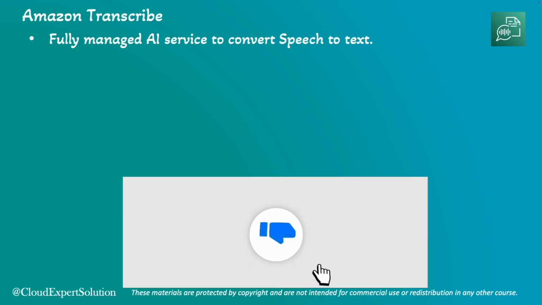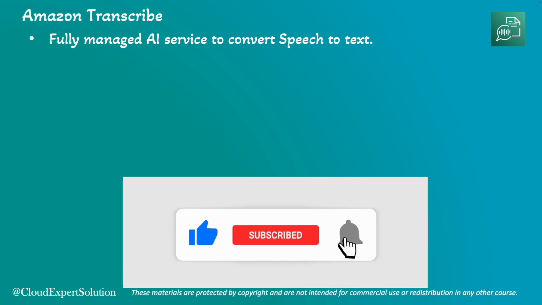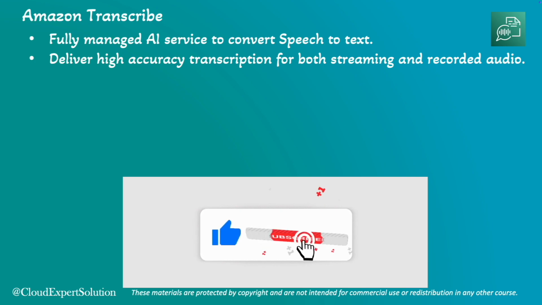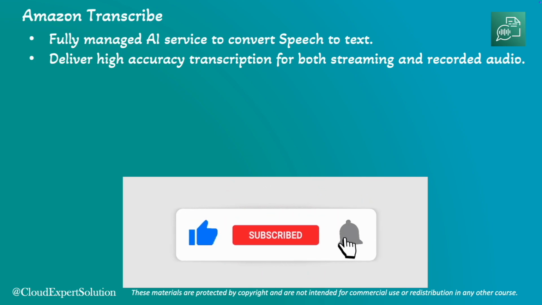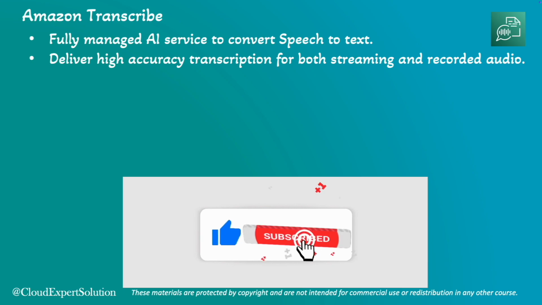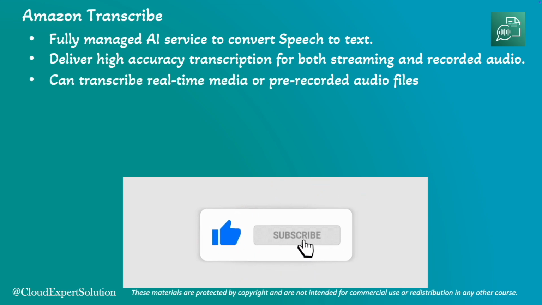Amazon Transcribe is a fully managed service provided by AWS that converts speech to text. It uses advanced machine learning models to deliver high accuracy transcription for both streaming and recorded audio, making it a powerful tool for various applications. Let's take a closer look at what Amazon Transcribe can do for us.